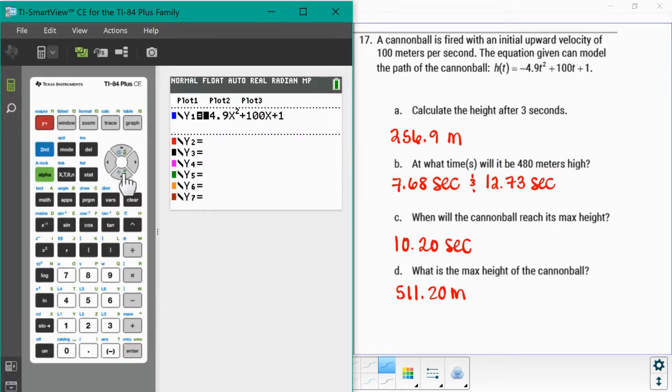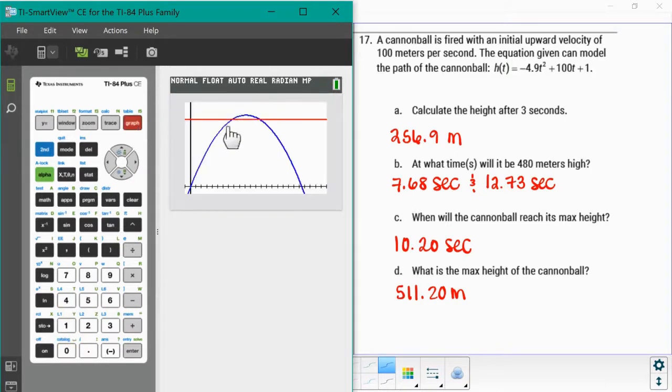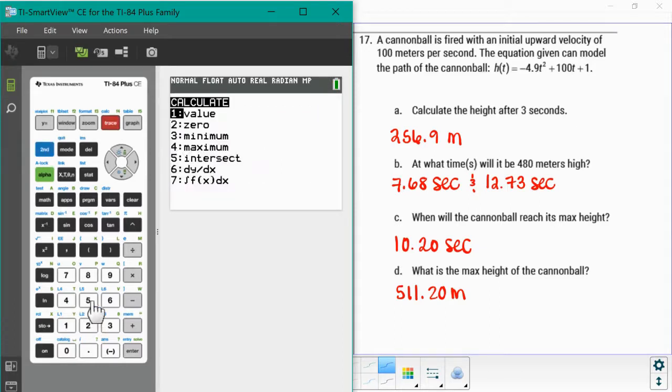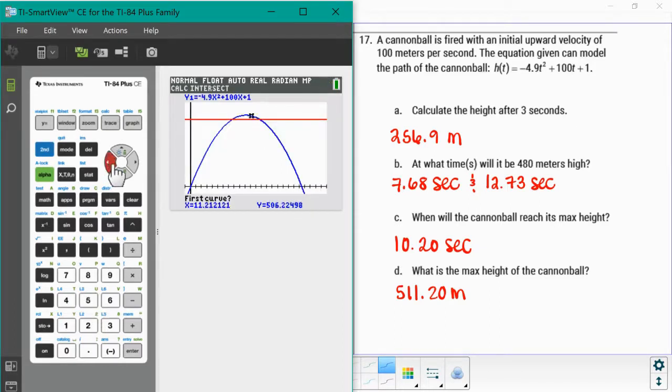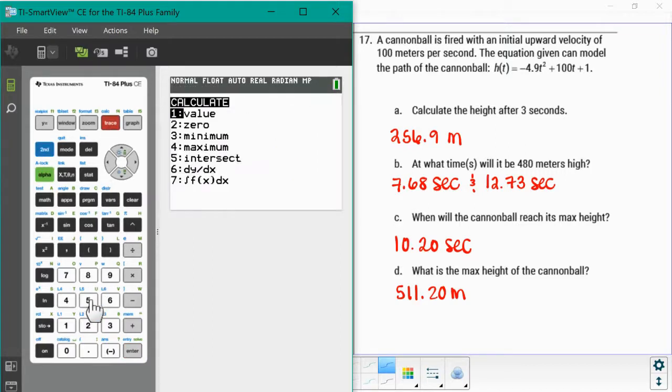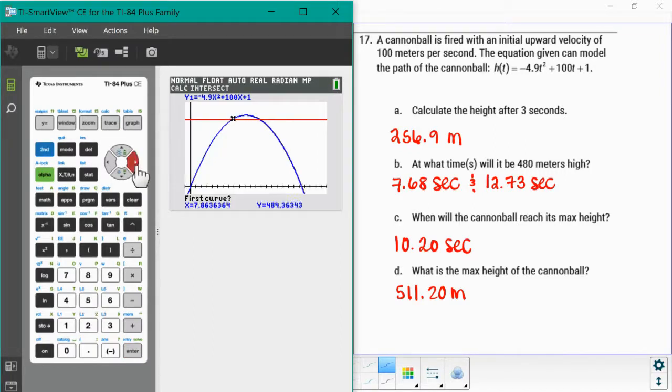I'm going to go to y equals y2. I'm going to put 480, and you should see 2 intersection points. Second trace, intersect. Going to move it to my left intersection. 1, 2, 3. It happens at 7.68 seconds. Going to repeat the process. Second trace, number 5. Going to move my cursor closer to the right intersection. 1, 2, 3.